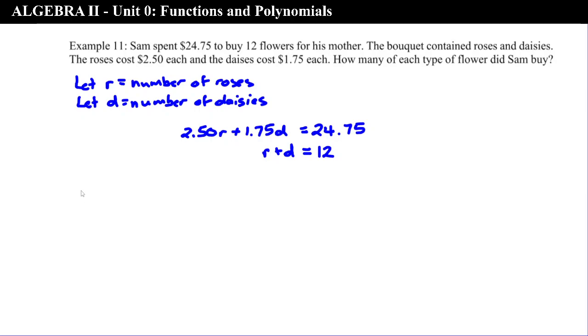Okay? So we're going to start with 2.50 times R plus 1.75 times D equals 24.75. Okay, that's our first equation. We're not touching that one. And now let's multiply our second equation by 250.